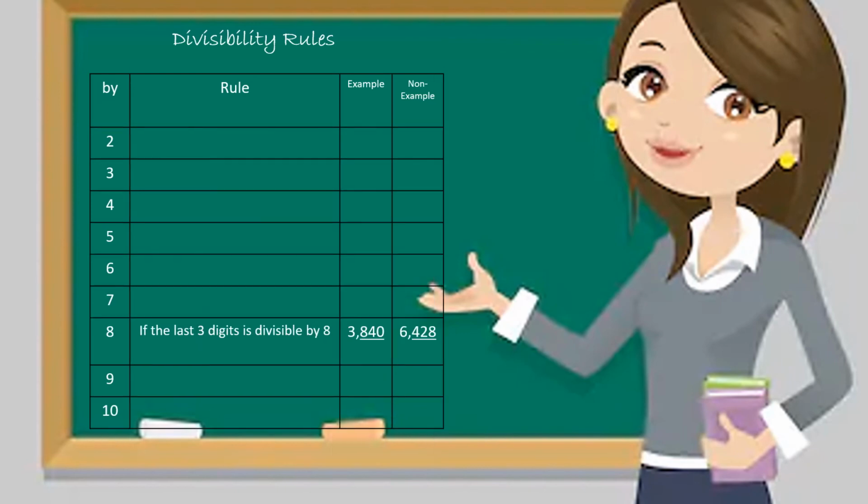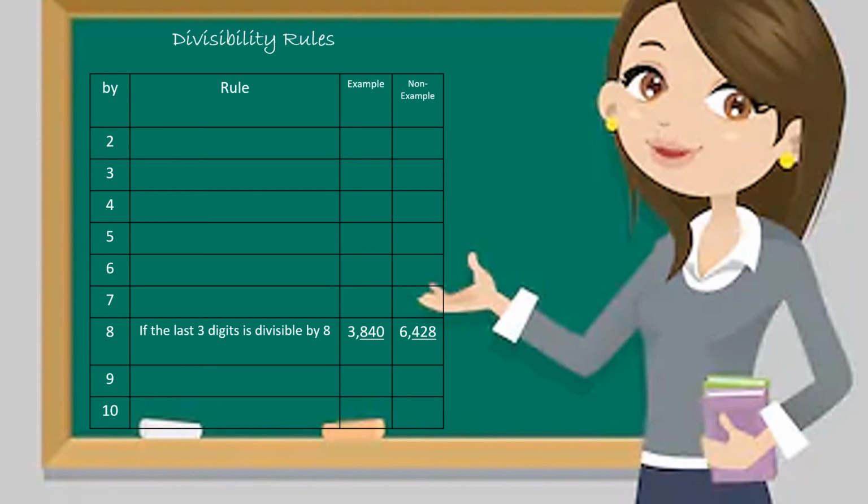Okay, so malalaman mo ng isang number is divisible by 8 if the last 3 digits is divisible by 8. So I have here 3,840. The last 3 digits are 840. So 840 is divisible by 8. So 3,840 is divisible by 8. Unlike 6,428, the last 3 digit is 428, so it's not divisible by 8. Therefore, 6,428 is not divisible by 8.